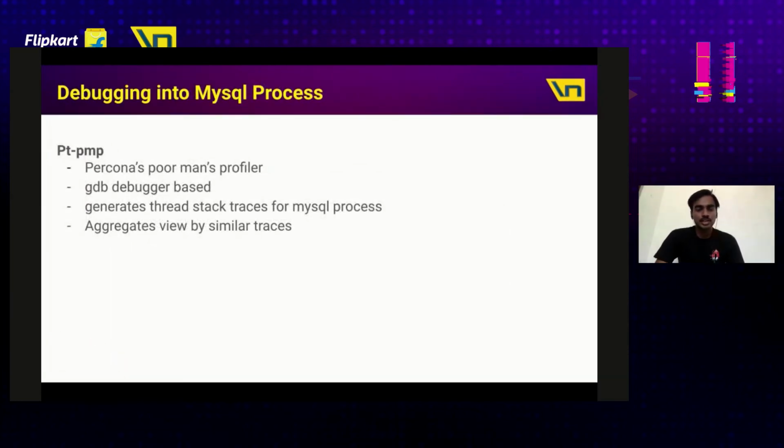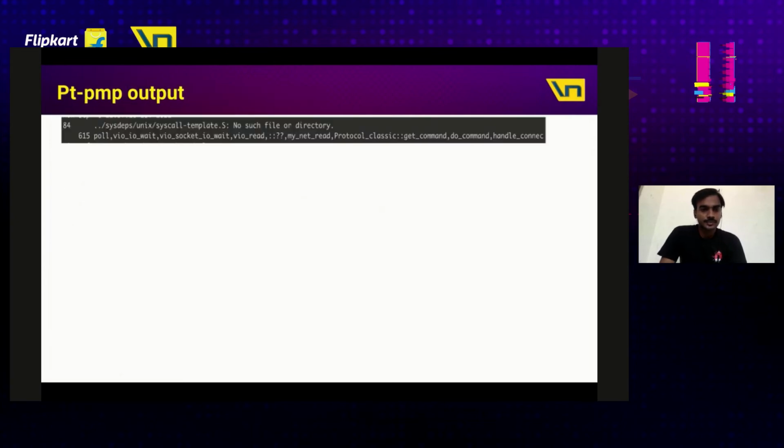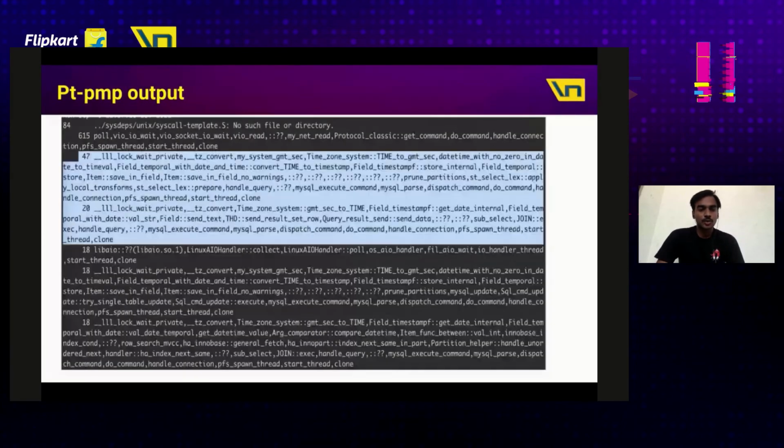Now we went to debugging on the MySQL process side, and for the MySQL process, there is a command available called pt-pmp. This is a Percona profiler command. It basically runs on GDB, and it generates thread stack traces for the given MySQL process, and it also aggregates the view by similar traces. So this is the output we got from the pt-pmp command, and it shows multiple lines. Each line represents the call stack of similar threads, and the first column talks about the number of threads that have the same call stack, and the second section talks about the call stack itself.